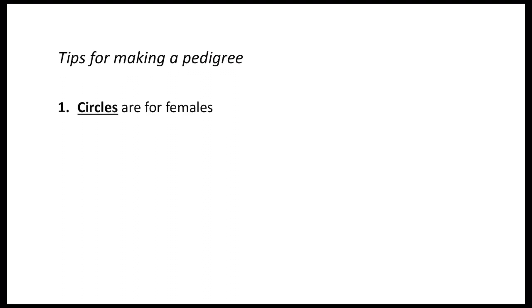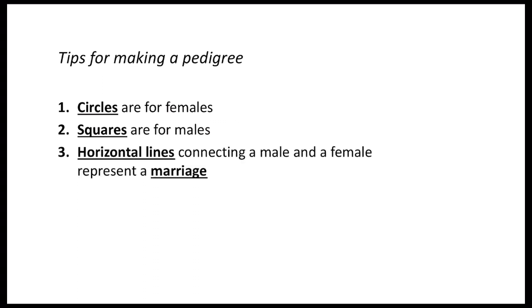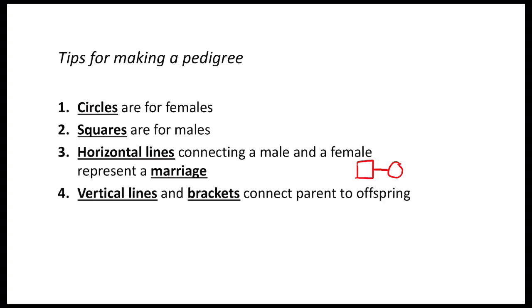Circles are for females, so that was what we saw in the last slide. Squares represent biological males. Horizontal lines connecting a male and female represent a marriage. So to give you an example, something like that. You can see that there's a horizontal line going between a square and a circle, so male and female. Vertical lines and brackets connect parent to offspring.